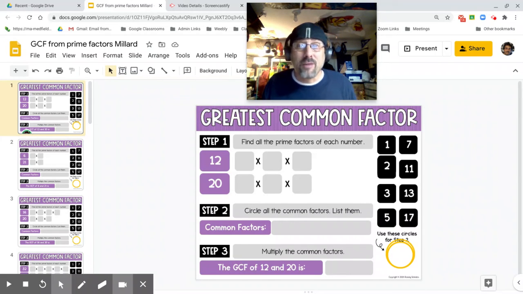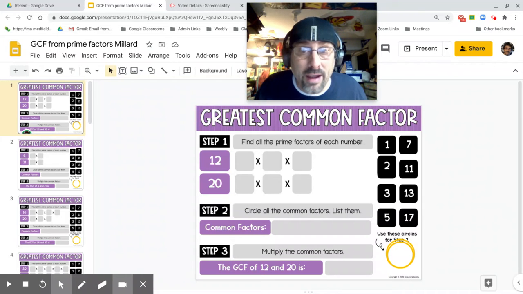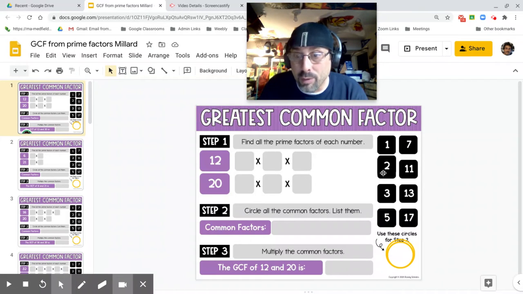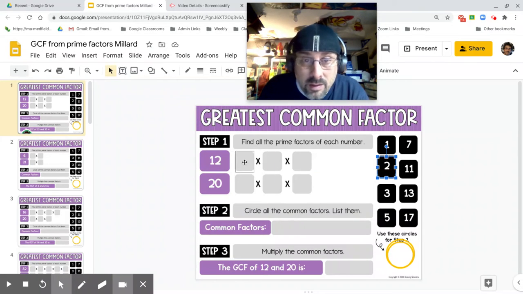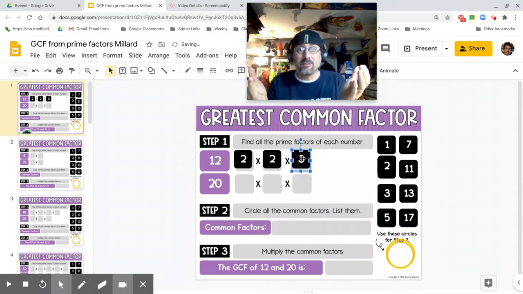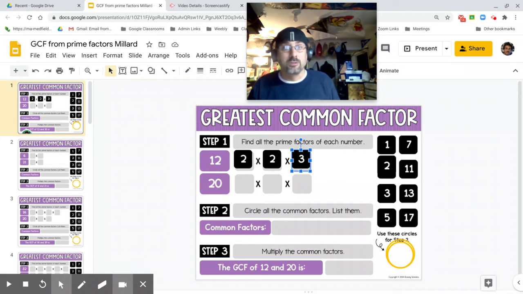Okay, we just found the prime factorization of 12. We're going to put that right down there. The prime factorization of 12 is, so we're going to go to these numbers right down here, and we're going to pull over a 2, and we're going to pull over another 2, and we're going to pull over a 3. So now we have the prime factorization of 12 right below me. 2 times 2 times 3. 2 times 2 is 4. 4 times 3 is 12.